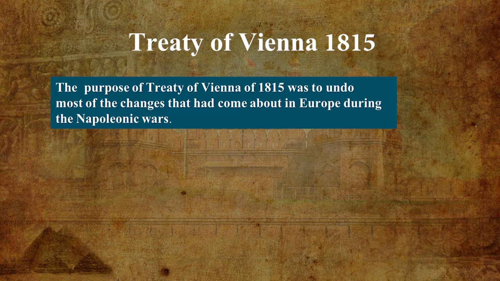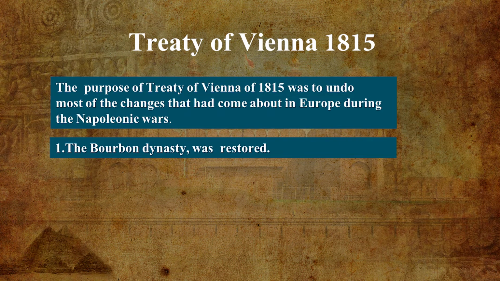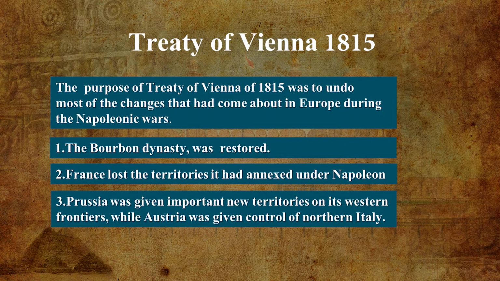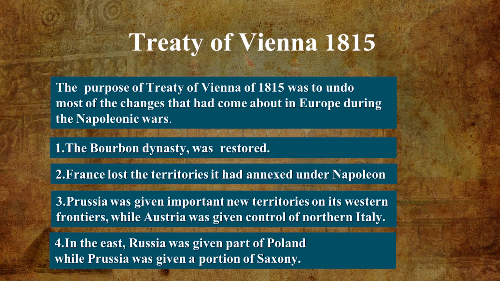Some of the steps were taken by them to weaken France also. Whatever areas had been annexed and expanded by France were restored to the previous dynasty. So, the Bourbon dynasty, which was overthrown by Napoleon, was again restored. France lost the territories it had annexed under Napoleon. Prussia was given important new territories on its western frontiers, while Austria was given control of northern Italy. At the same time, in the east, Russia was given a part of Poland, while Prussia was given a portion of Saxony. Now, this meant that they wanted to encircle France and make it weak.